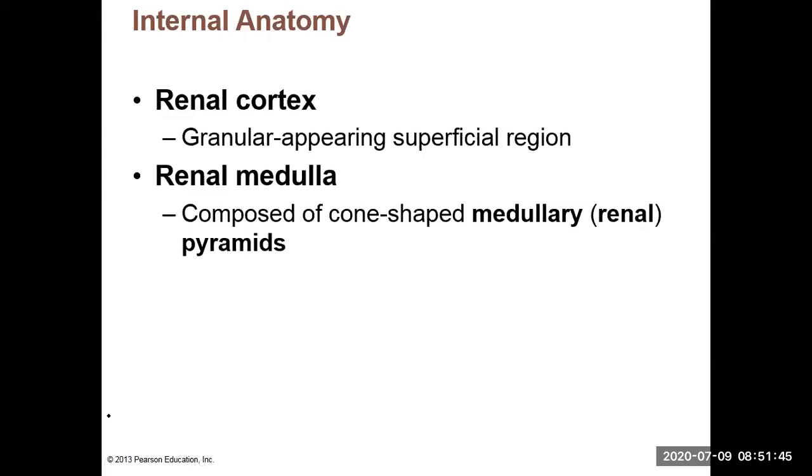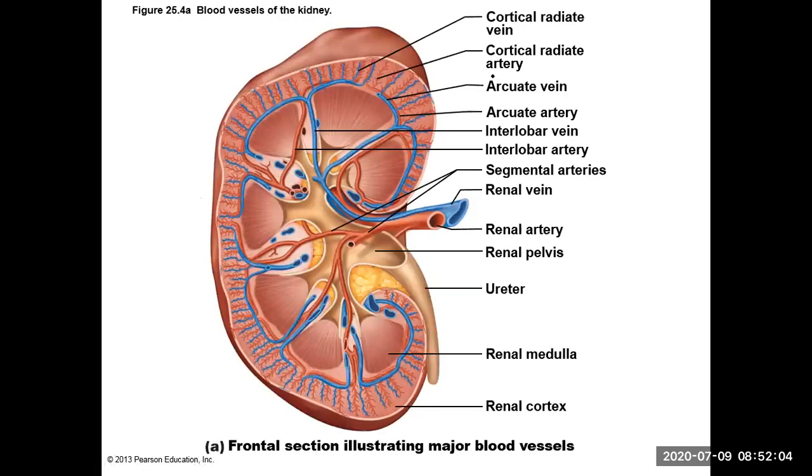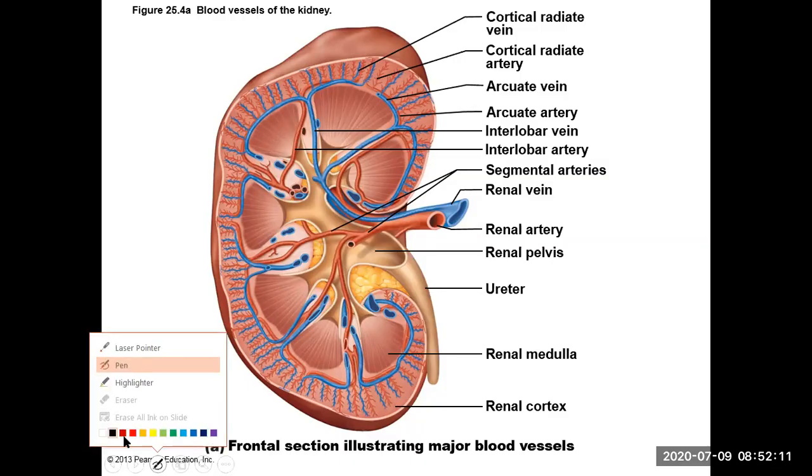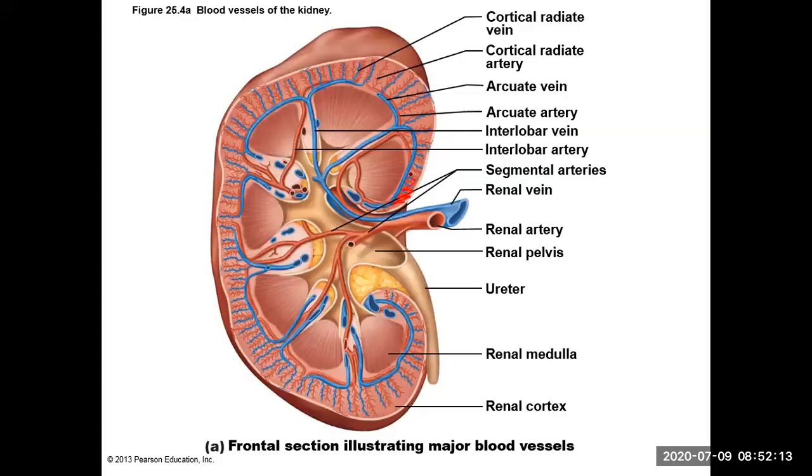Internal anatomy of the kidneys is important because we're going to be talking about these structures. The renal cortex is towards the superficial region, and the renal medulla is the deeper region. Again, medullary pyramids, if you recall, is what we discussed. So here is the renal cortex. I'm just going to highlight it for you so you'll see the cortex area right over here.